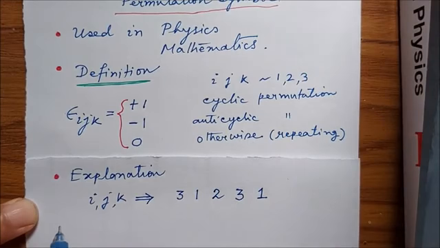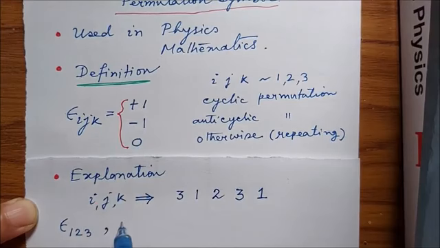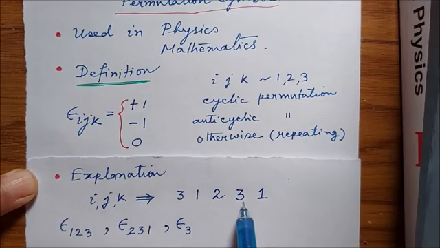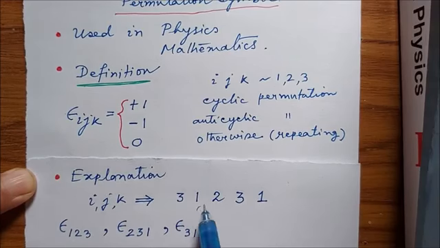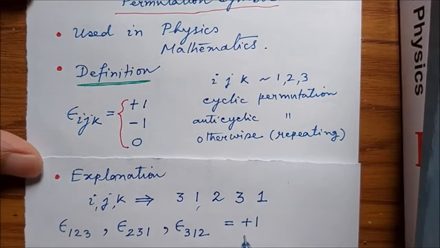For instance, epsilon 1, 2, 3. After 1 comes 2 and then comes 3, so its value will be +1. If we start with 2, after 2 is 3 and then is 1. So the value of it will also be +1. Let us start with 3. So after 3 it is 1. After 1 it is 2. Now all these will have the value +1. So the Levi-Civita symbol is +1 for cyclic occurrence of the indices.